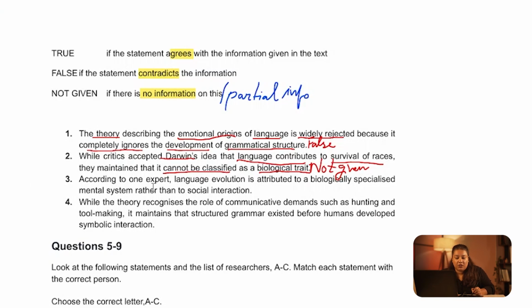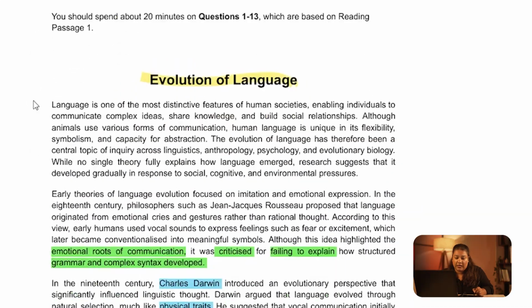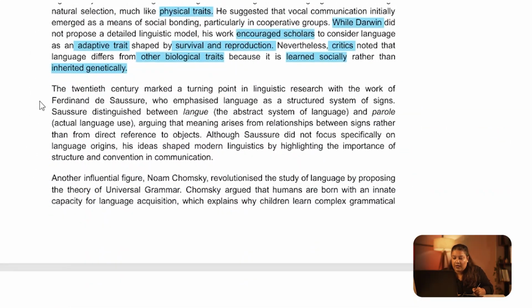According to one expert, language evolution is attributed to a biologically specialized mental system rather than to social interaction. Now let's mark the keywords. One expert, we don't have a name here, but we have it as one expert. Language evolution, biologically specialized mental system rather than social interaction. Right. So let's now move back to the passage, start skimming and scanning. We don't have a name here. So I'm going to look for an expert here. So we don't have it in this paragraph.